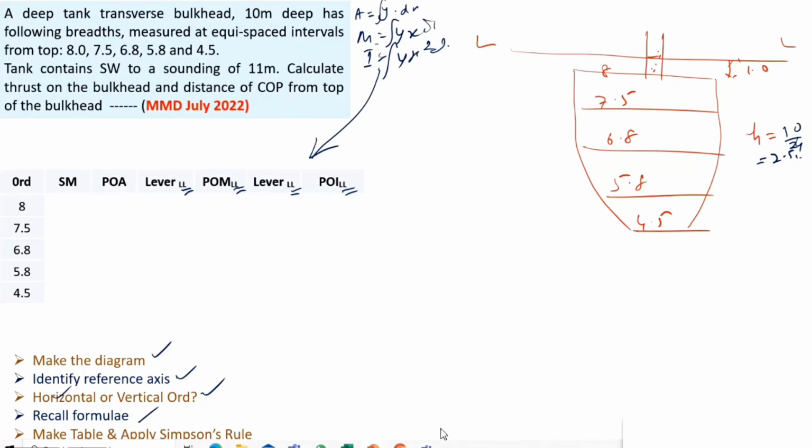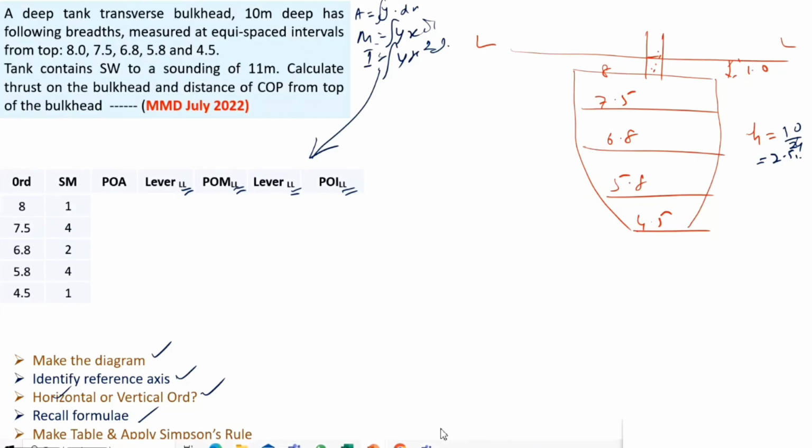So Simpson's multiplier for this: since there are 5 ordinates, the count is odd, so rule 1 is applicable. So I put down the multipliers. Guys, do you agree? Yes, sir, I agree. Now, you don't multiply like this. First, complete the levers and then complete the table row-wise. You will save a lot of time. Yes, sir, it will be easier.